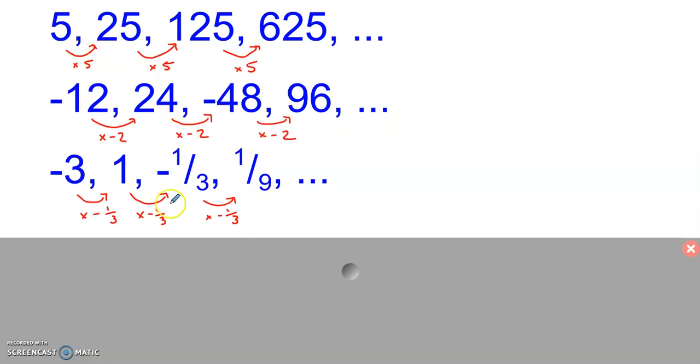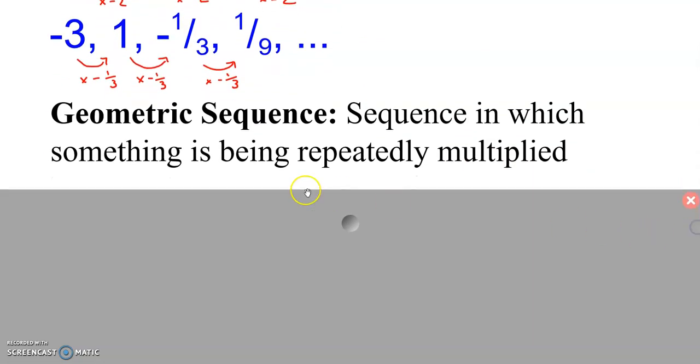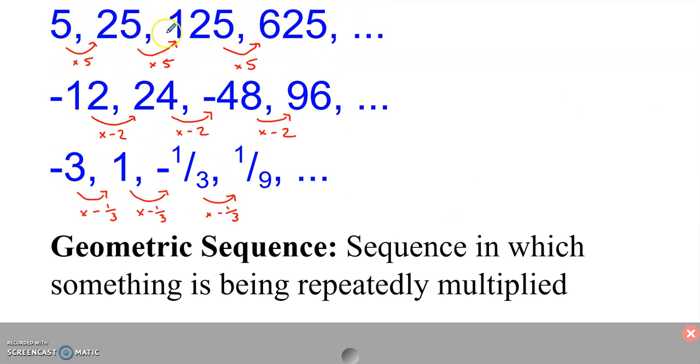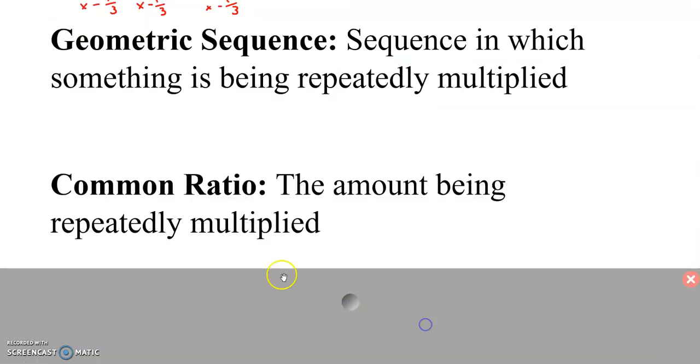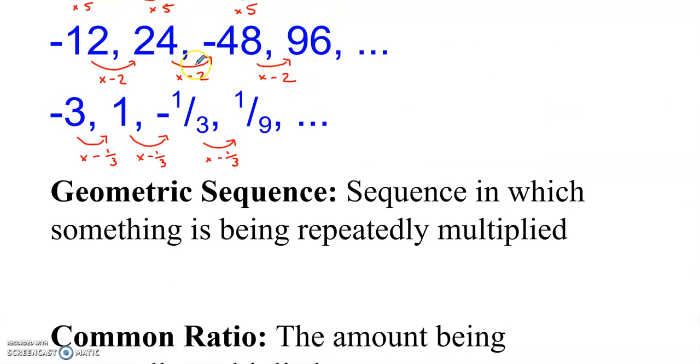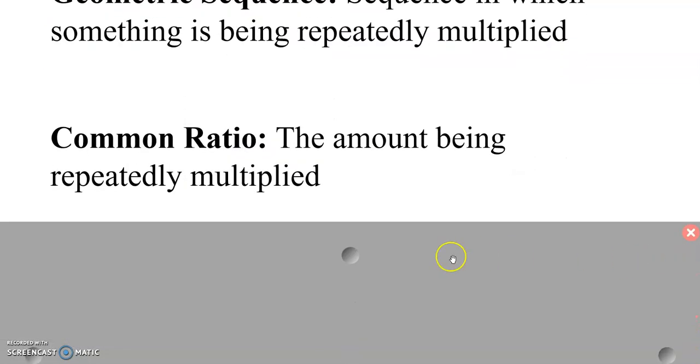So hopefully you can see that the pattern here is that in all of these, there is something being repeatedly multiplied. That's what defines a geometric sequence. In an arithmetic sequence, there is something being repeatedly added. For a geometric sequence, there is something being repeatedly multiplied. That number that you're repeatedly multiplying by is called the common ratio. That would be these numbers I wrote beneath here. In the first one, the common ratio is 5. In the second one, the common ratio is -2. And in that third one, the common ratio is -1/3.